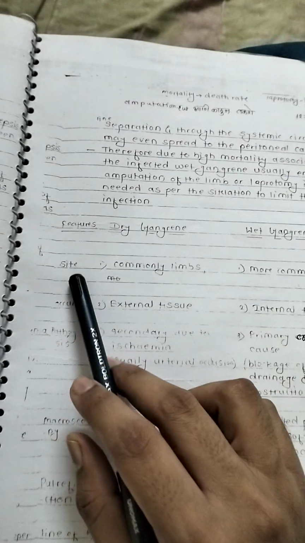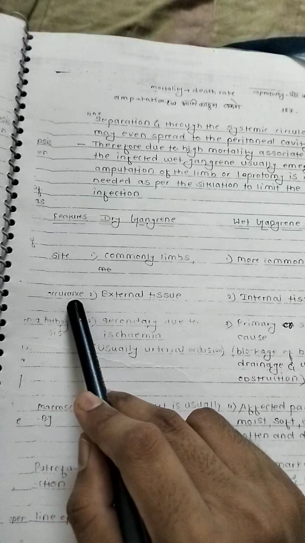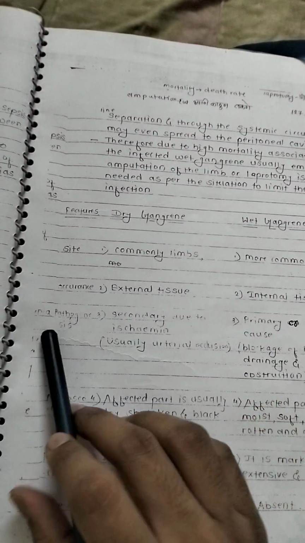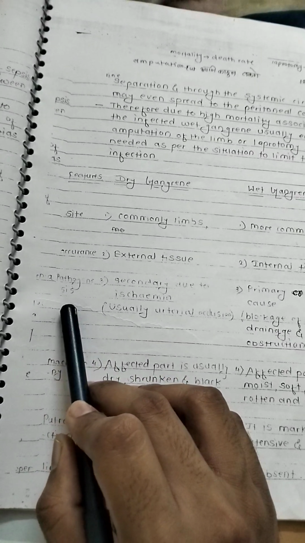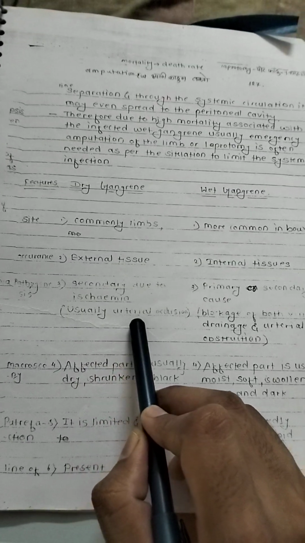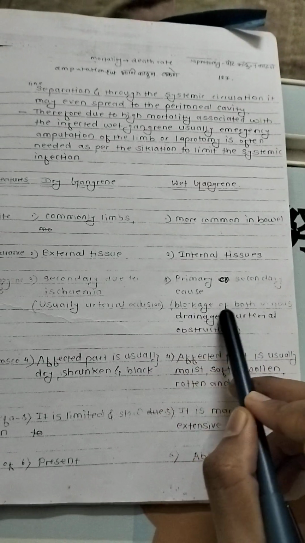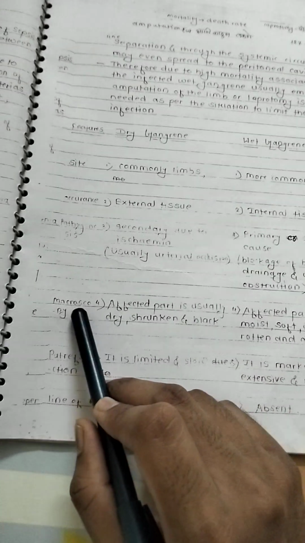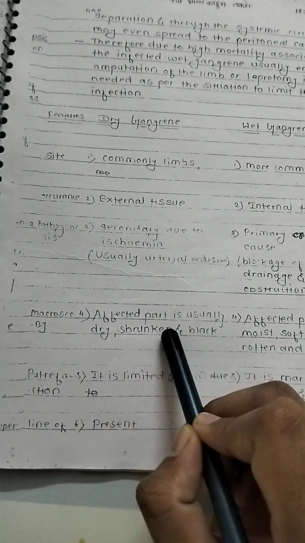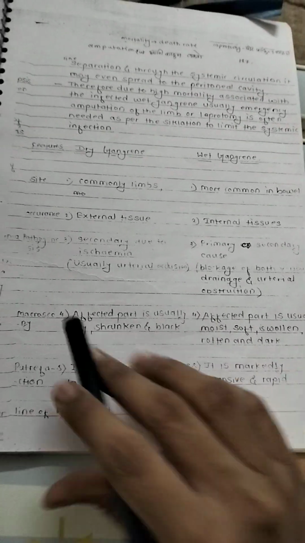Dry gangrene versus wet gangrene. Site: dry gangrene commonly in limbs, wet gangrene more commonly in bowel. Occurrence: dry gangrene in external tissue, wet gangrene in internal tissue. Pathogenesis: dry gangrene is secondary due to ischemia, usually arterial occlusion; wet gangrene is primary or secondary, caused by blockage of both venous drainage and arterial obstruction. Microscopy: in dry gangrene the part is usually shrunken and black; in wet gangrene the affected part is usually moist, soft, swollen and rotten dark.